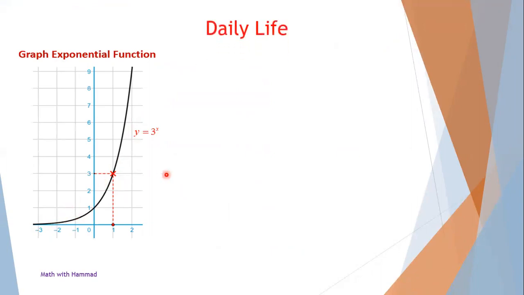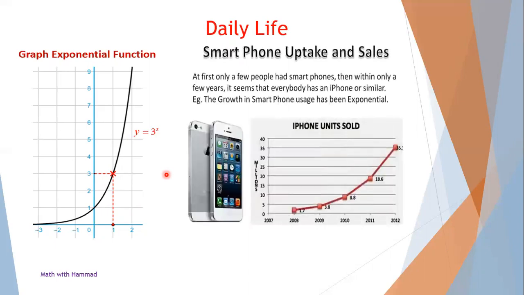And if we go toward daily life, a very common example of exponential function is smartphone uptake and sale. At first, only a few had smartphones. Then within only a few years, it seems that everybody has an iPhone or similar. The growth in smartphone usage has been an exponential function. Suppose that in 2008 only 1.7 million people used smartphones. Then in 2009 it became 3.8 million, 2010 is 8.8 million, 2011 is 18 million, and 2012 is 25.2 million people.